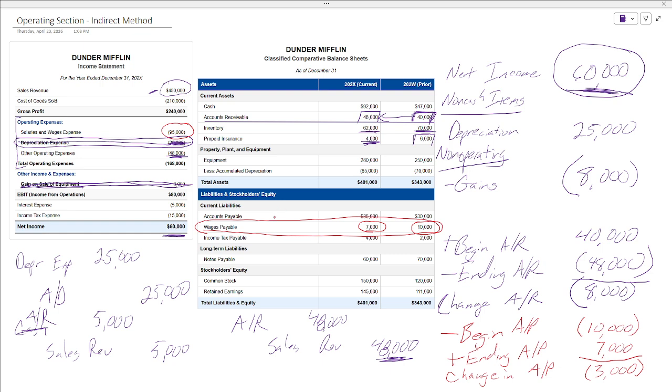All right. All of the current liabilities work the same way. We subtract the beginning, add the ending. Subtract the beginning, add the ending. And the current assets work the opposite way. Don't worry about the cash. That's what the statement of cash flows is doing. But we add the beginning and subtract the ending. Notice it's the opposite.